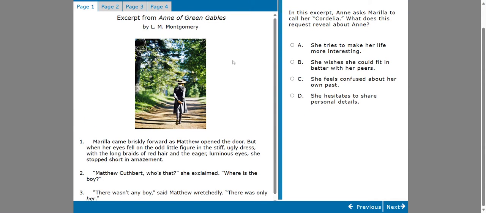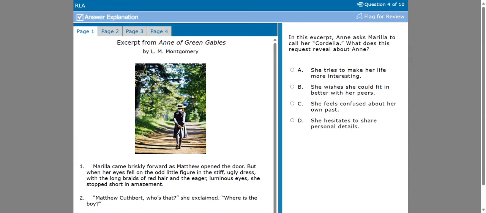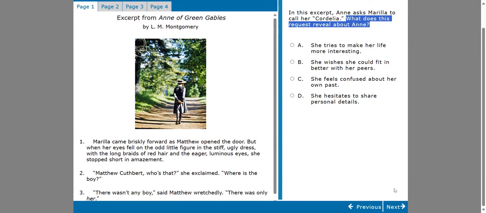Next, we have a new passage this time. This is an excerpt from Anne of Green Gables. And in this excerpt, Anne asks Marilla to call her Cordelia. What does this request reveal about Anne? And again, this for me is what I would call an inference question. So it's asking you to infer something about the character based on the information that you're given.